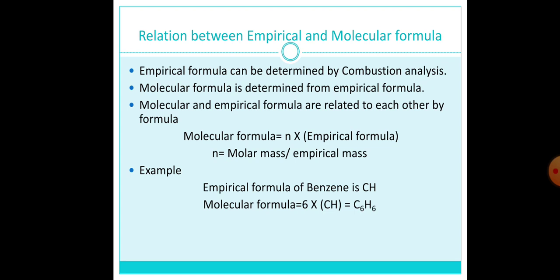For example, we know that the empirical formula of benzene is CH, and when we determine its n value by dividing the mass of benzene, which is 78, by its empirical mass, which is 13, then its n value is 6. When we multiply this n value with the empirical formula CH, the molecular formula of benzene becomes C6H6.